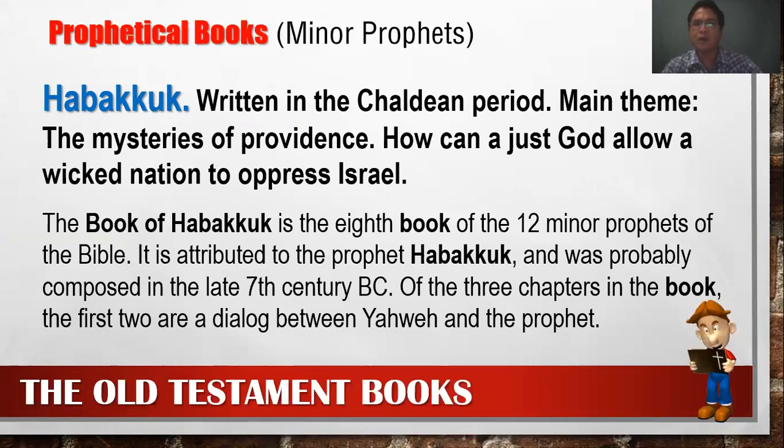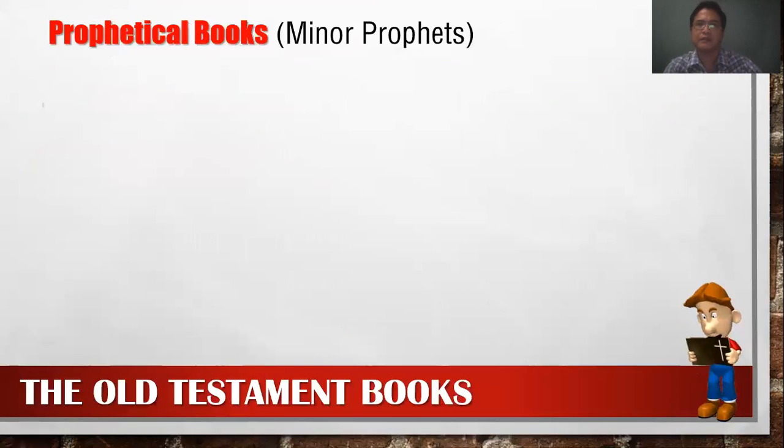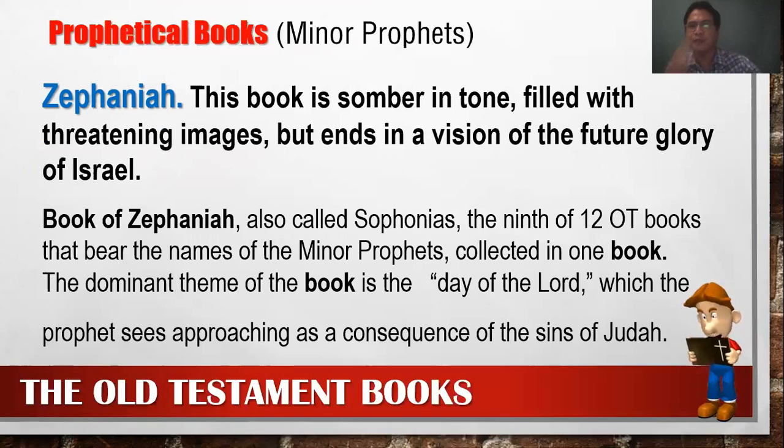The book of Habakkuk, written in the Chaldean period. The main theme of this book is the mystery of providence. How can a just God allow a wicked nation to oppress Israel? The book of Zephaniah. This book is somber in tone, filled with threatening images, but ends in a vision of the future glory of Israel.